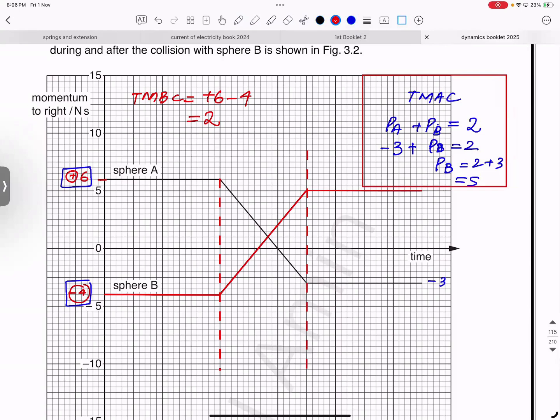So the last part. Shouldn't it be the same graph? It's not the same. It's not the same graph.